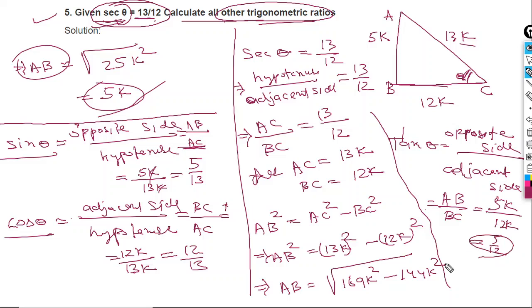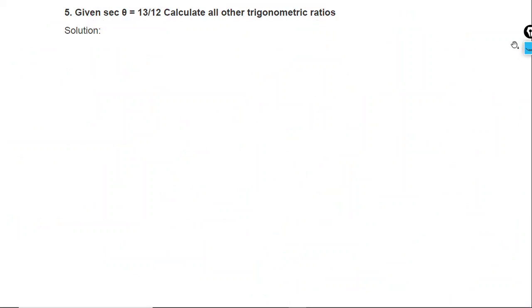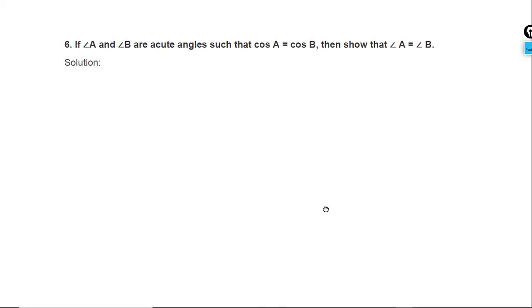Similarly you can find cot theta equal to 1 by tan theta. Using the formula, cot theta equals 1 by tan theta, which is equal to 1 by 5 by 12, then it will be equal to 12 by 5. Similarly you can find cosec theta also. Now this is the solution of question number 5. We will move to another question, question number 6.